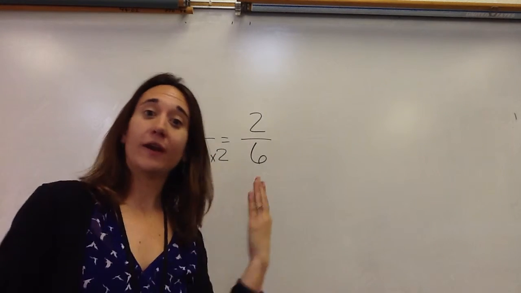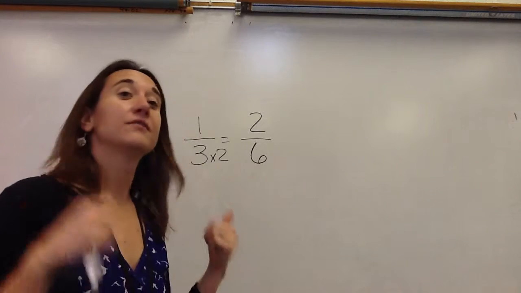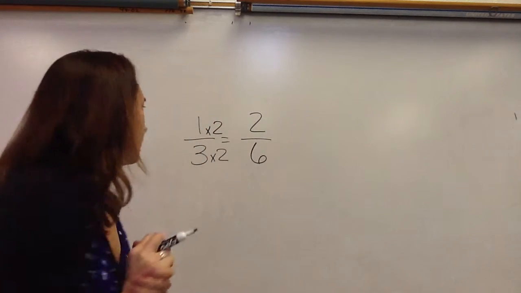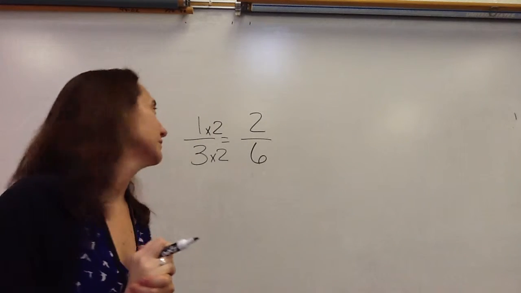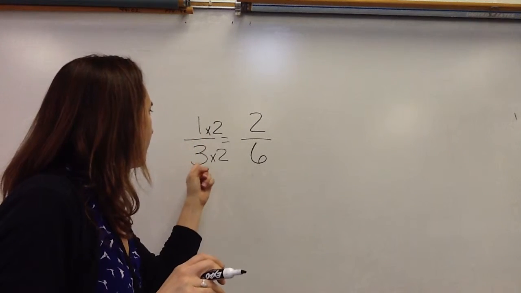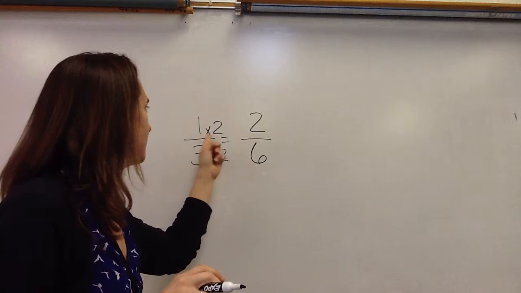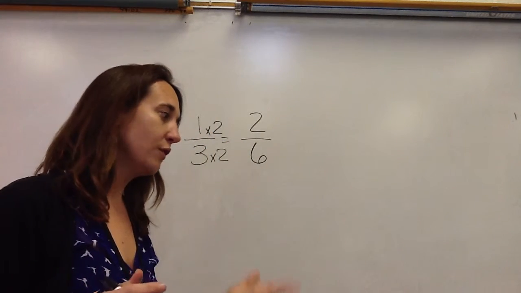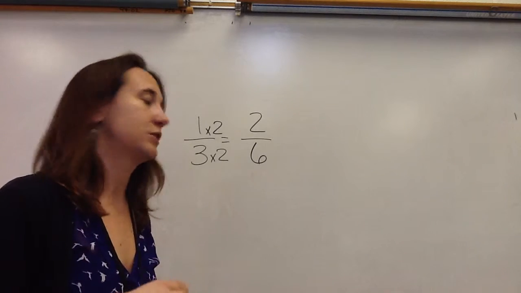Say it with me. Whatever you do to the denominator, you have to do to the numerator. You don't want to change the value of the fraction. So 3 times 2 equals 6, and 1 times 2 equals 2. And again, if you're like, how is this working? Look on the left side of your page as well to where you just colored this in.